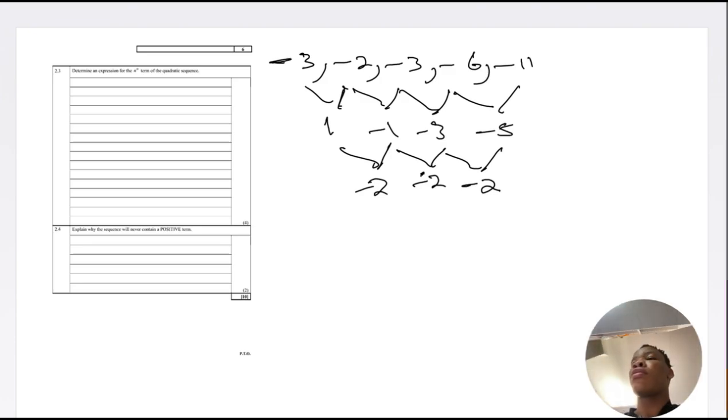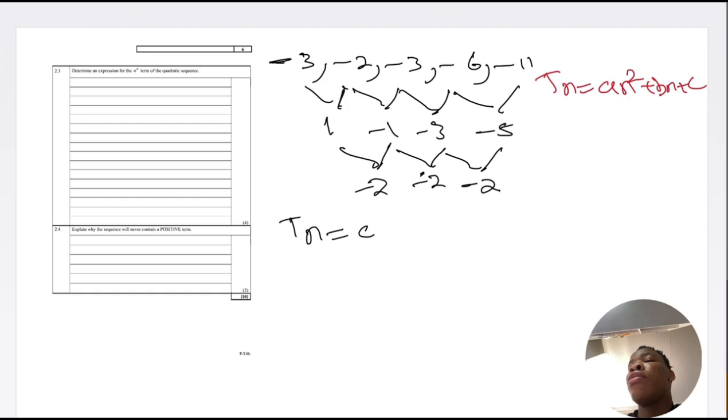Now the formula says Tn is equals to A n squared plus Bn plus C. So from here, we can now find the value for A. We must find the value for A. So for us to find the value for A, the formula to finding A is 2A.